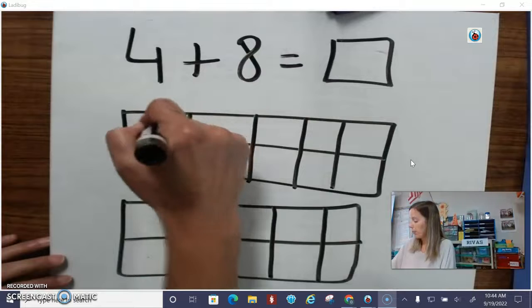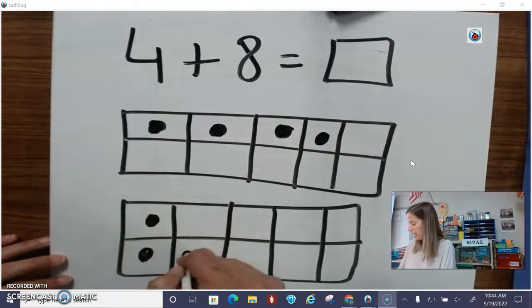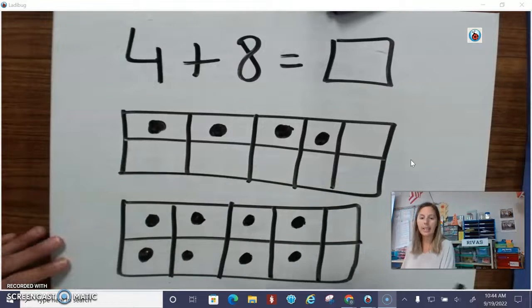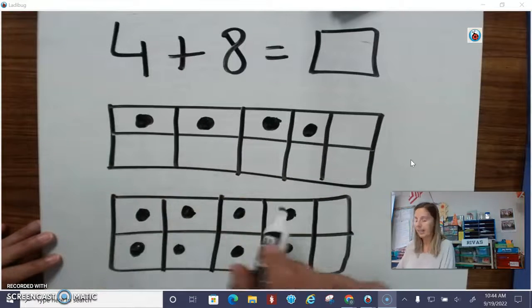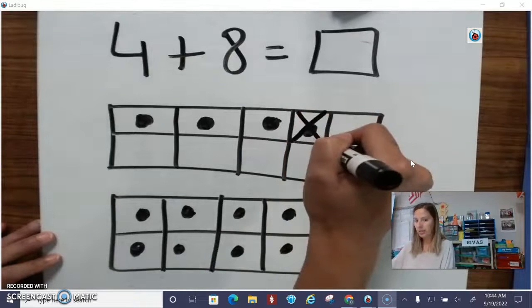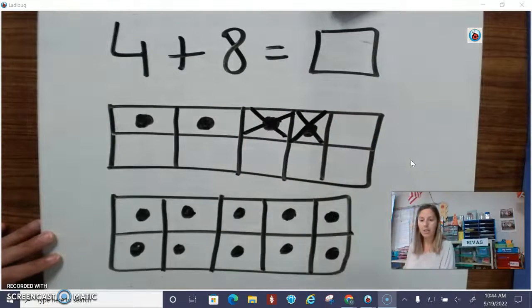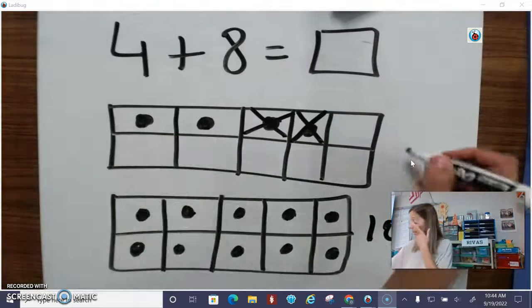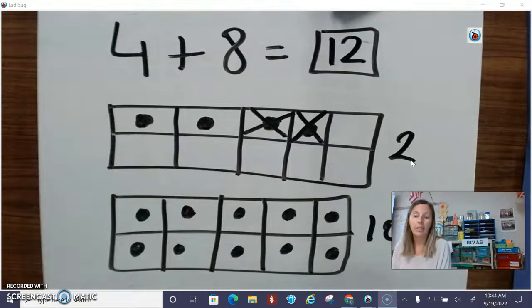So I have my 4 dots up here and 8 down here. And then quickly I see that I need 2 more to be able to make a 10. So I'm going to move this one down here, and I need 1 more from here. Now I have 10 and 2 up here. 10 plus 2 equals 12. That's how you do this strategy.